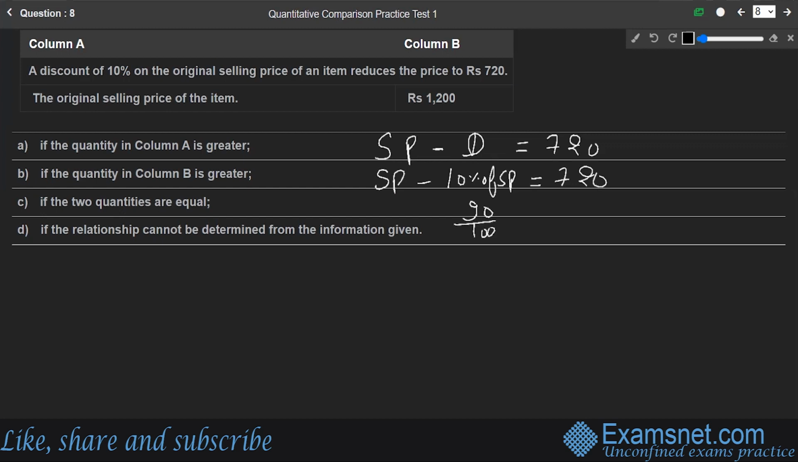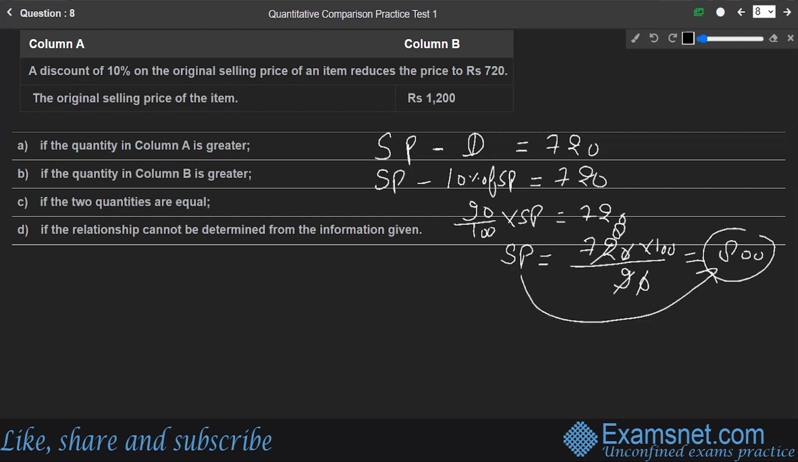Discount of 10% on the original selling price of an item. Okay, so 90% of selling price is 720. This is what we can get. So clearly we can get the selling price value. Selling price will be 720 into 100 divided by 90. If we solve this, 0 cuts 0, 9 8s are 72. So it has to be 800. So the selling price value is already with us, 800.